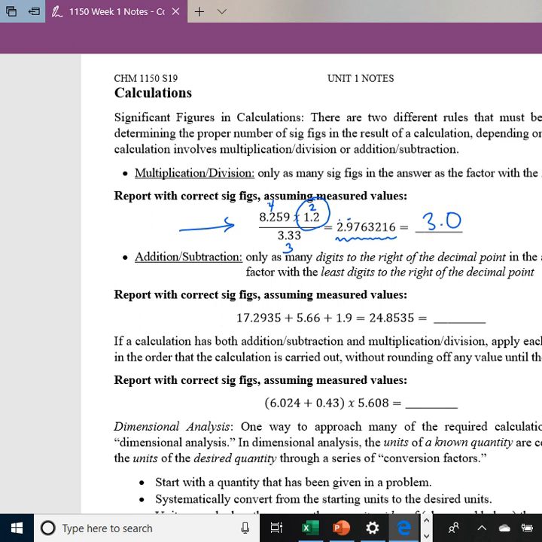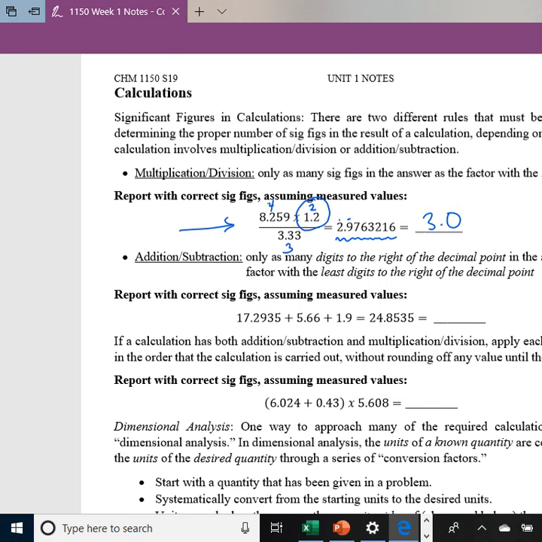For addition and subtraction, this one is more difficult. Only as many digits to the right of the decimal point in the answer as the factor with the least digits to the right. So whatever factor is the least precise is going to dictate the precision of your final answer.